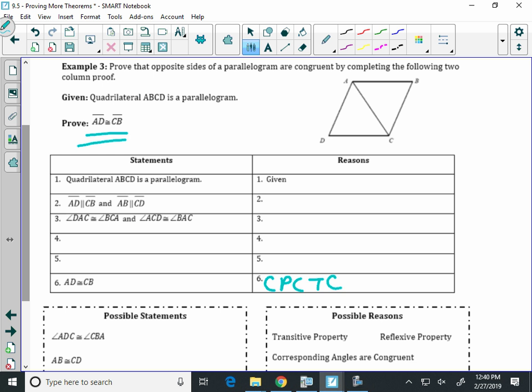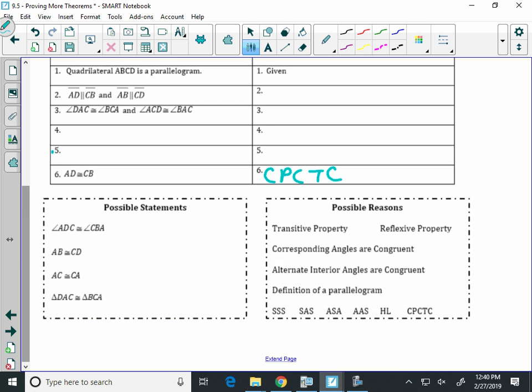CPCTC. Every time you're proving parts, whenever we prove parts, what's the step right above it? The triangles. We use CPCTC. I know the step above it's going to be triangles. That's the only one talking about triangles, so I know that's the right one.